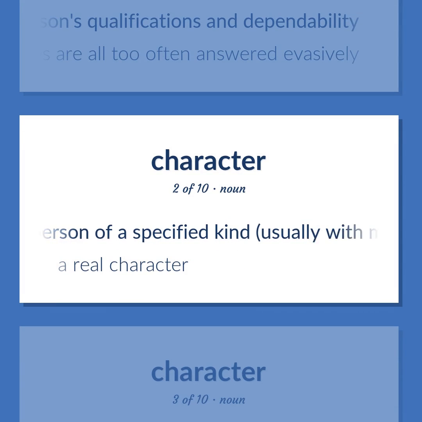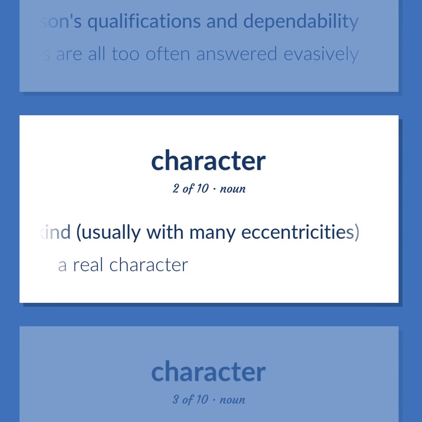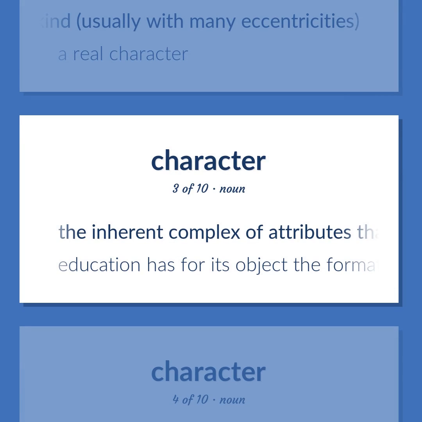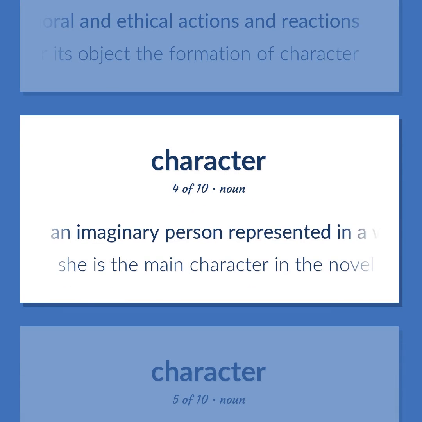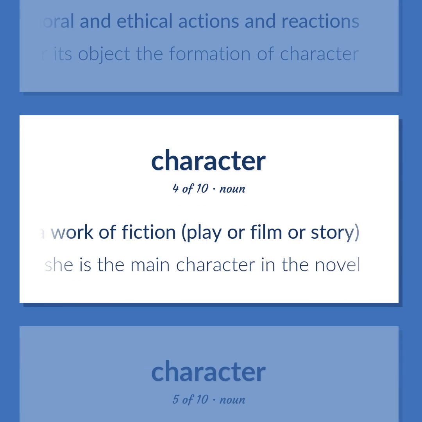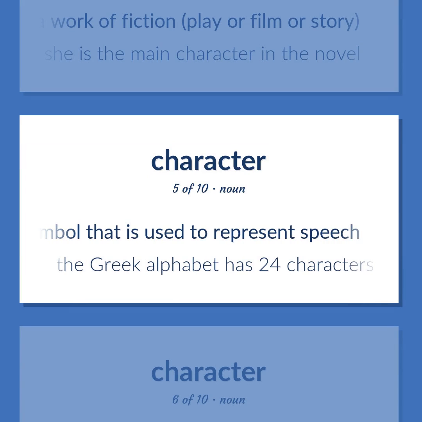A person of a specified kind, usually with many eccentricities. A real character. The inherent complex of attributes that determines a person's moral and ethical actions and reactions. Education has for its object the formation of character. An imaginary person represented in a work of fiction, play or film or story. She is the main character in the novel. A written symbol that is used to represent speech. The Greek alphabet has 24 characters.